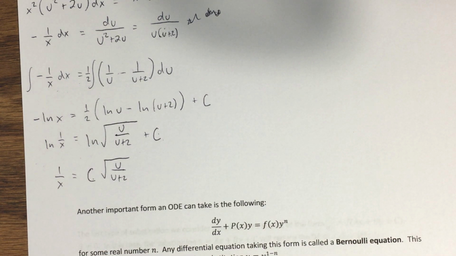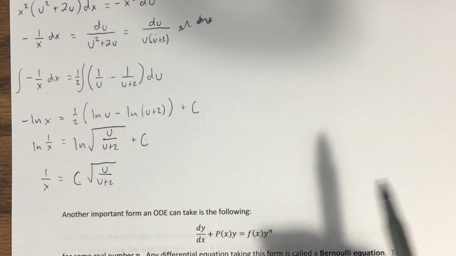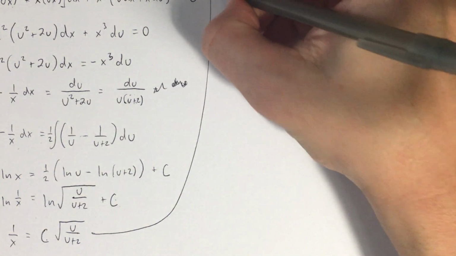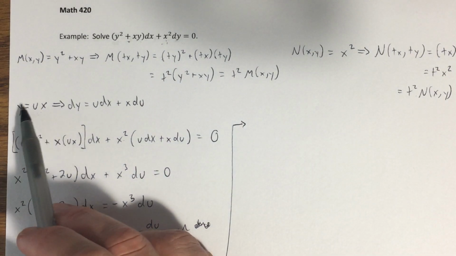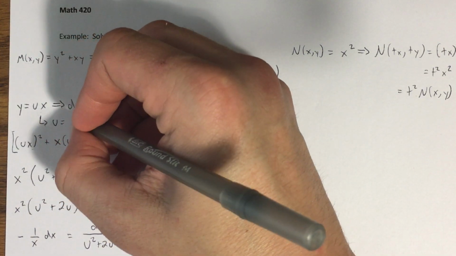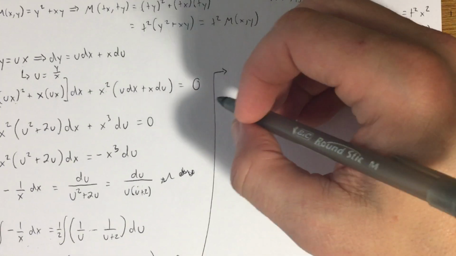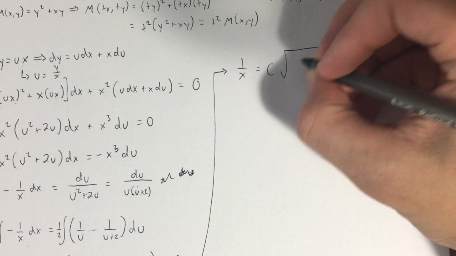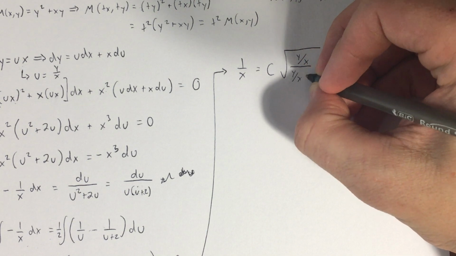Now at this point, you have to remember that u was just a change of variables. We do need an answer in terms of x's and y's here, so I do need to substitute back something for u. And how did we define u in the first place? U came from this variable substitution, y equals ux. Notice that implies that u is equal to y over x. So I can substitute that in for all of my u's. Based on the answer that I got down here, which is off screen now, I would have 1 over x equals c times the square root of y over x over y over x plus 2.